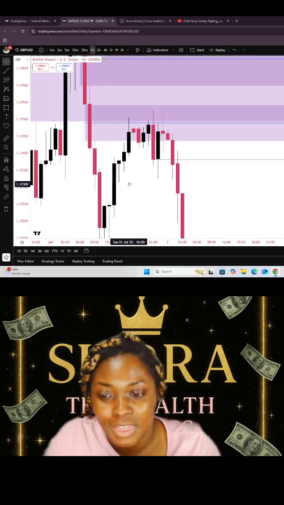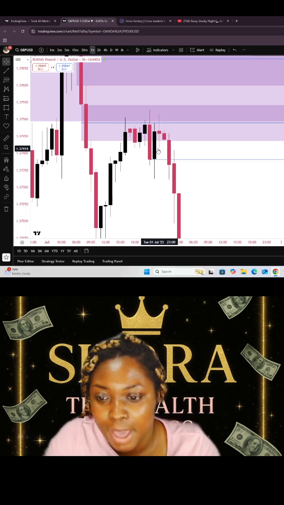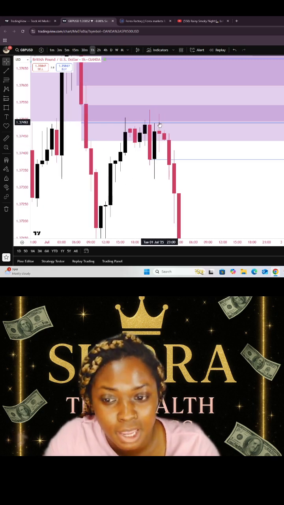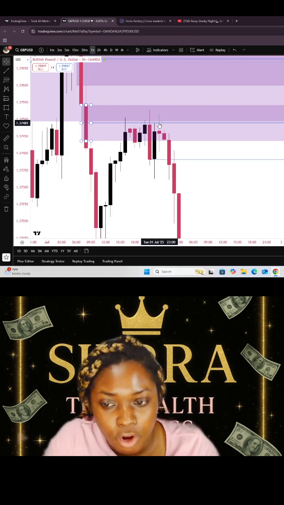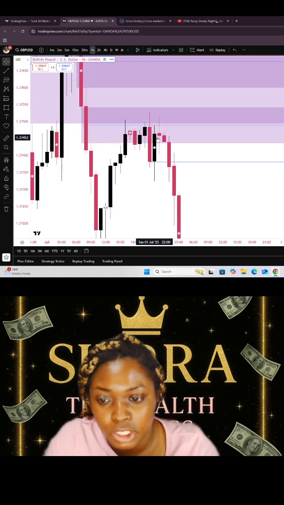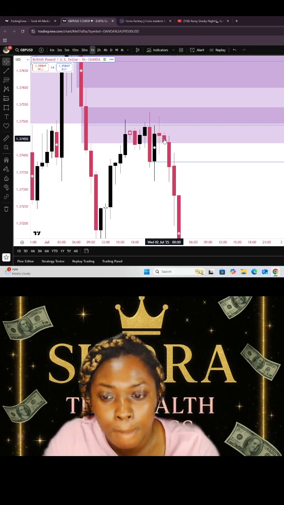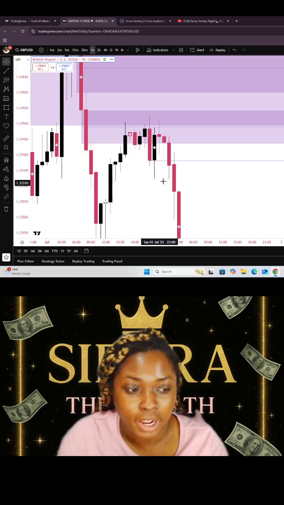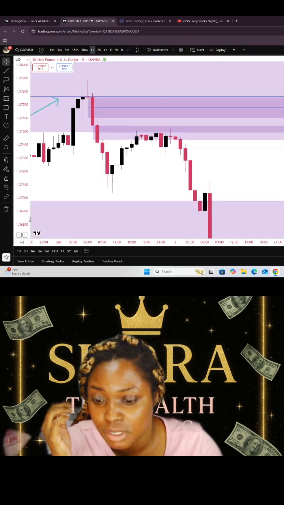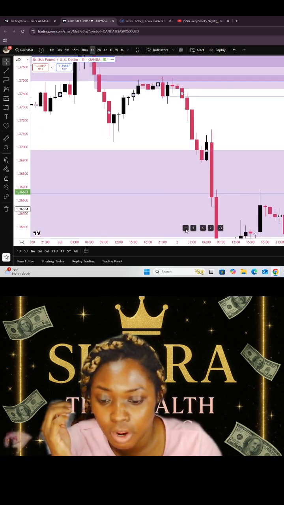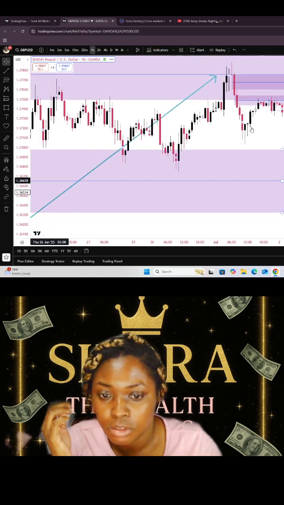Okay. And then it came back, retested it again, came back, retested it again, and left us with another evening star. Bullish candle, doji, bearish candle. And then the market melted. So this trade gave us 4 confluences. It gave us 4 confluences, and then it traded right down to the zone.